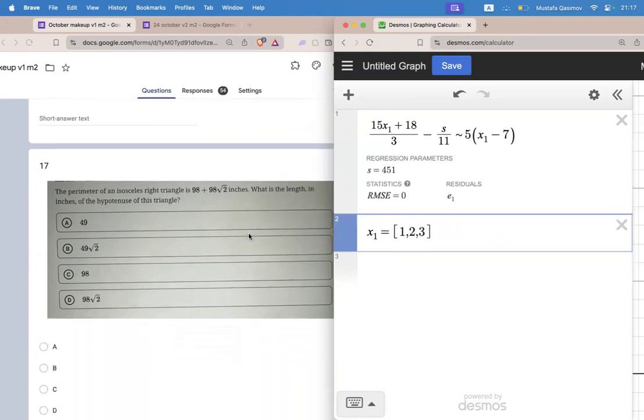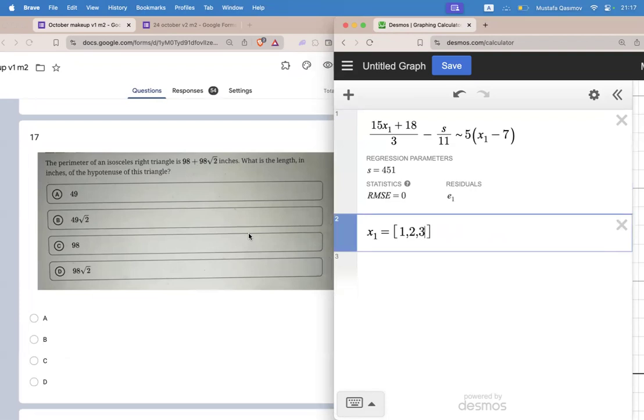Okay, let's continue. 17. Perimeter of isosceles right triangle. What's the isosceles right triangle? It is a 45, 45, and 90 triangle like this. Let's say that this leg is x. So it will be also x, right? And the hypotenuse will be x square root of 2. Like this. And let's write here 2.